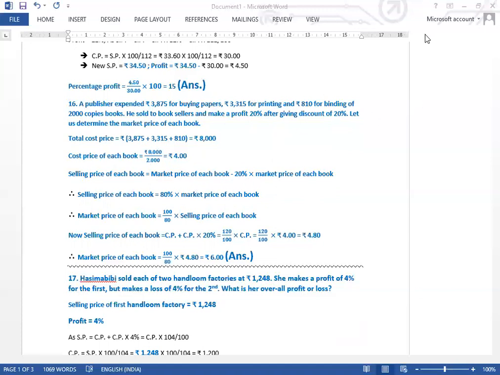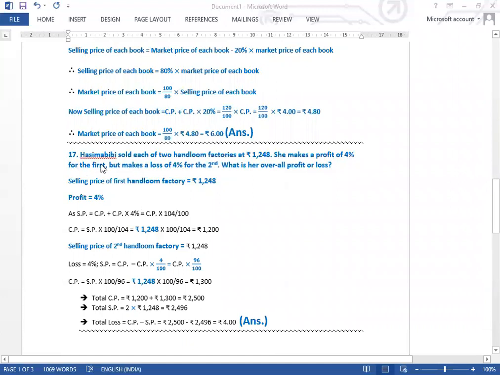Because you know that discount will always be calculated on the MRP. MRP minus discount will be the selling price, and profit and loss will all be calculated on the cost price. So if there is profit, cost price plus cost price into percentage of profit will give you the selling price. So selling price will in this case be more than cost price for profit. And for loss, selling price will be equal to cost price minus cost price into percentage of loss. So in this case, CP will be more than SP for loss.